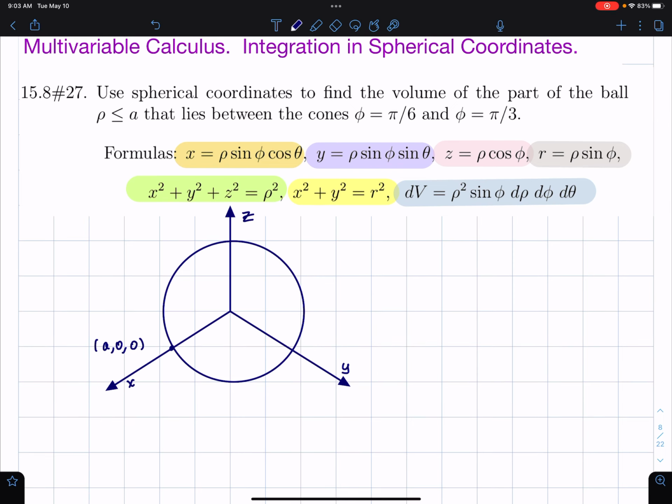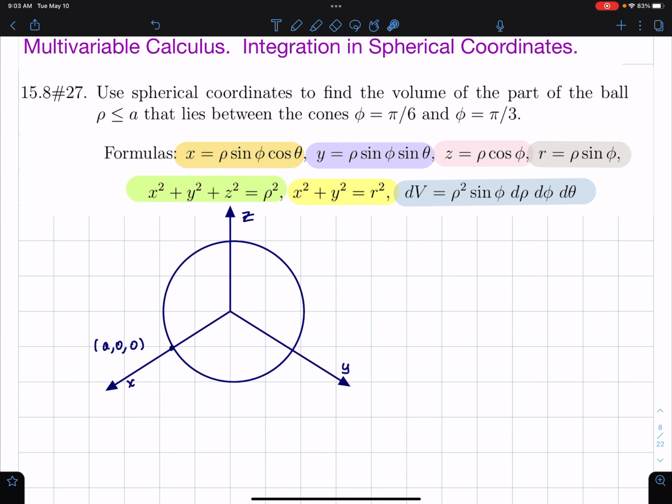Okay, so let's recall that phi is the angle. If we have a point, say here's a point, and we draw a line from that point to the origin, a line segment or a line going all the way through, the angle of that line is phi, the angle that's formed with the z-axis.